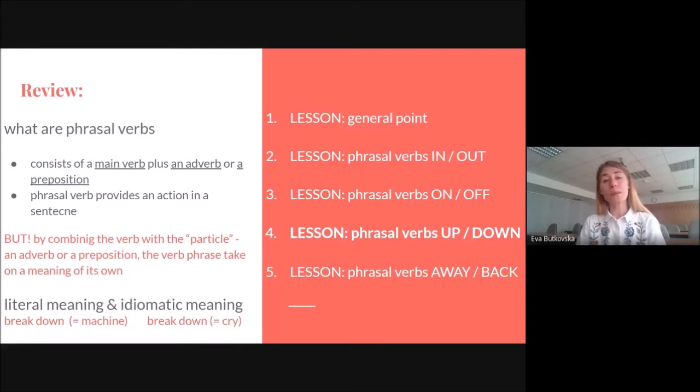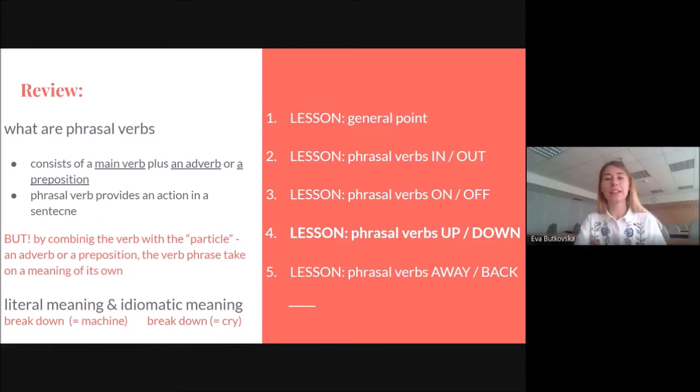So I want you to remember and really understand it. When we create a phrasal verb, we have a main verb and a particle, and we put them together. The phrasal verb takes on a new meaning. And sometimes there are more than one and more than 2 meanings. So that was the introduction to the topic of phrasal verbs. And today we will focus on phrasal verbs with preposition up and preposition down.